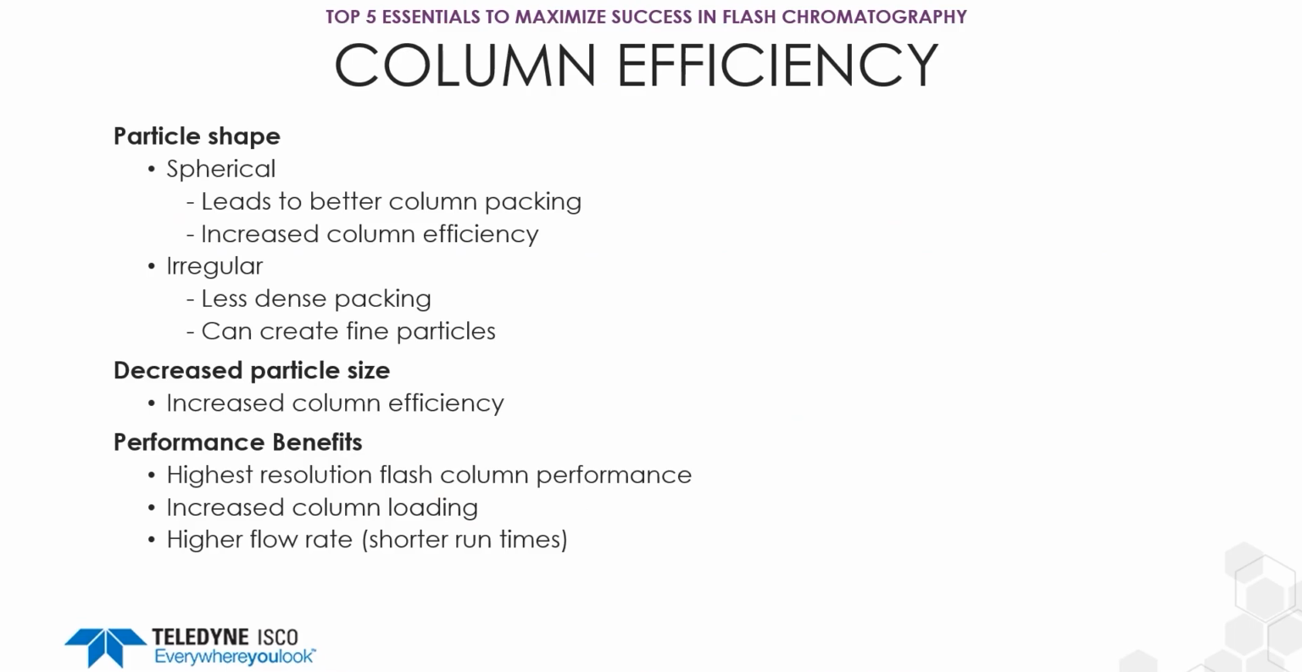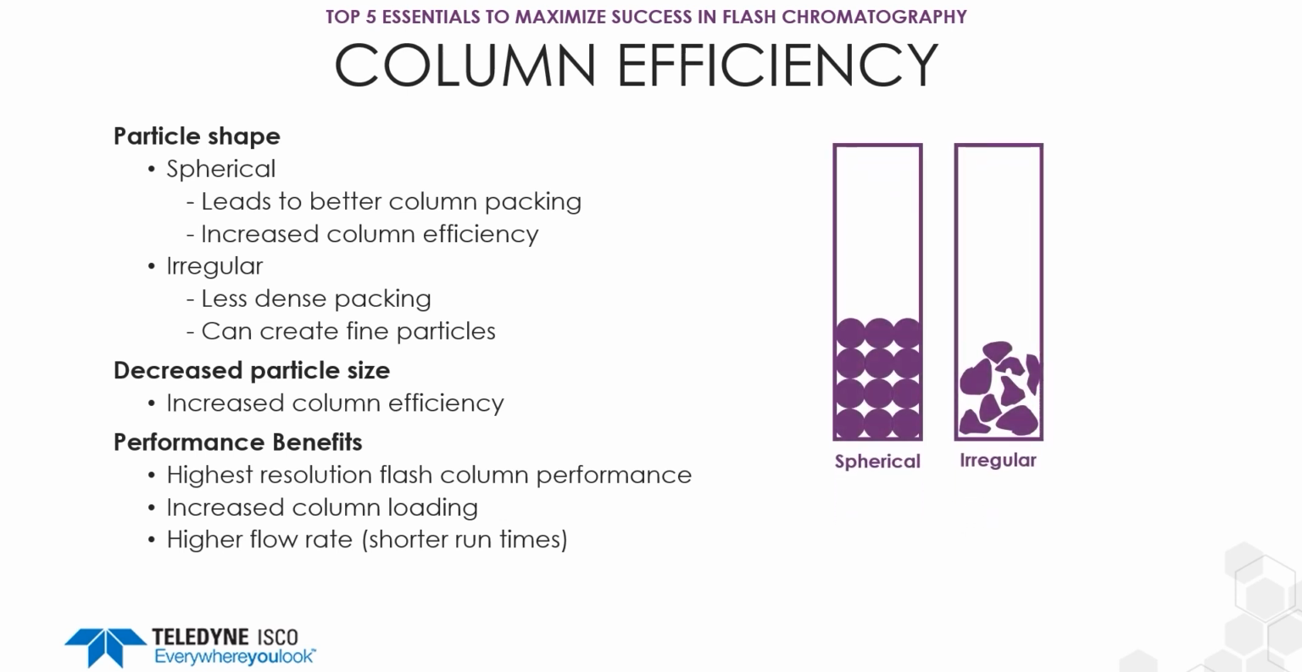Let's talk about column efficiency. So what makes a column more efficient? Well, a lot of that's going to come down to the particle shape. Is it spherical or is it irregular? If we look at the graphic on the right, we can see how much better spherical shaped media is able to pack a column compared to irregular. So this is going to lead to better column packing.